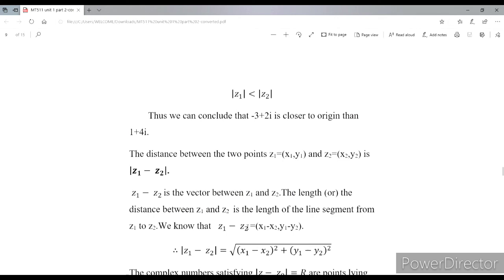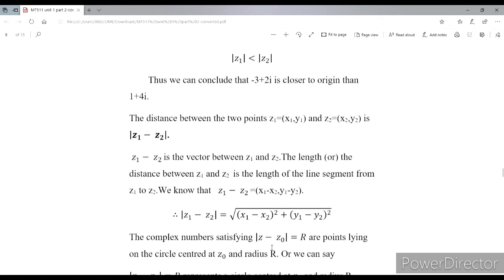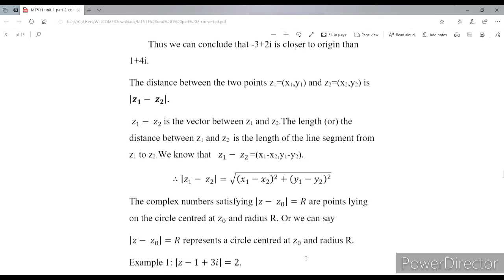Now, geometrically, the complex numbers satisfying this equation, modulus of z minus z0 equal to r, are points lying on the circle centered at z0 and radius r. Otherwise, we can say that modulus of z minus z0 equal to r represents a circle centered at z0 and radius r.